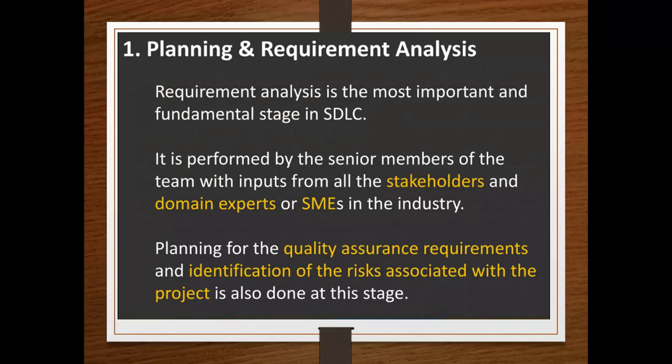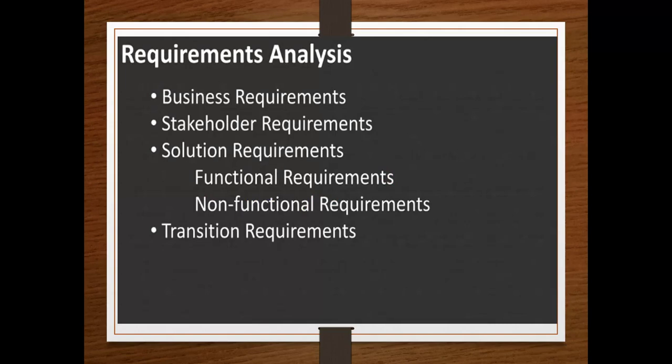Planning for the quality assurance requirements and identification of the risks associated with the project is also done at this stage. So here you're going to identify the quality and the risk associated with the project. It means when I do requirement analysis, I understand whether I should go ahead with this project, yes or no. In requirement analysis, we need to identify the business requirements, the requirements of stakeholders, and the solution requirements, that is functional and non-functional requirements, and the last is transition requirements. So these are called requirement analysis.